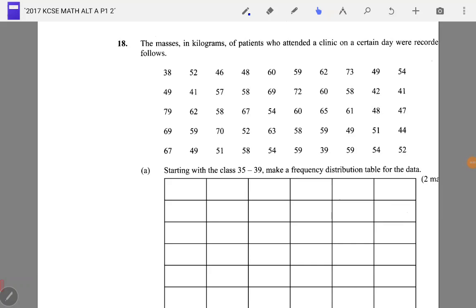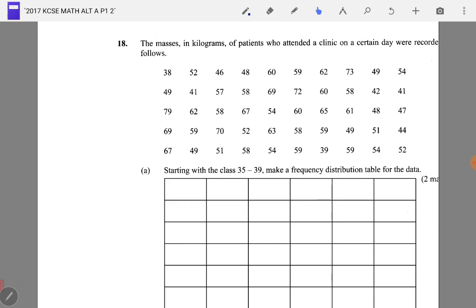Question 18. The masses in kilograms of patients who attended a clinic on a certain day were recorded as follows. Part A. Starting with the class 35 to 39, make a frequency distribution table for the data.